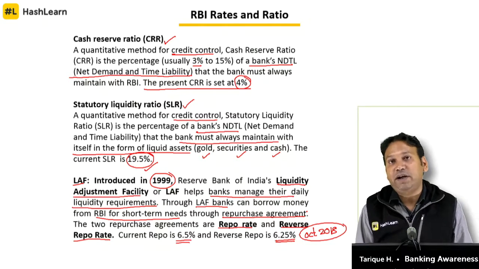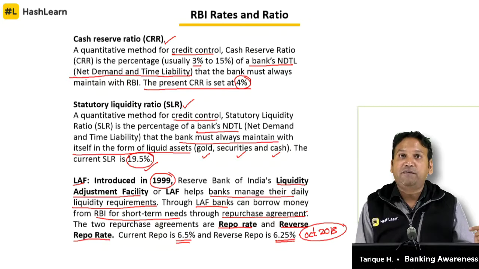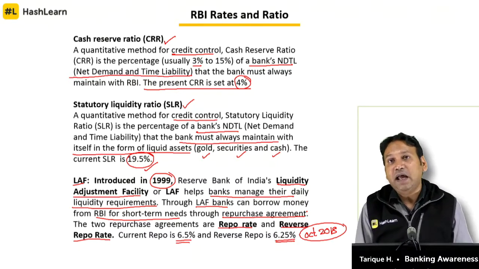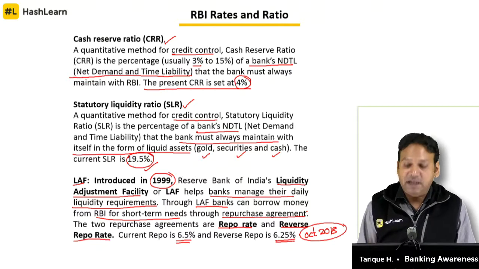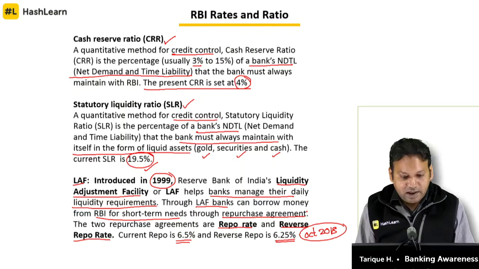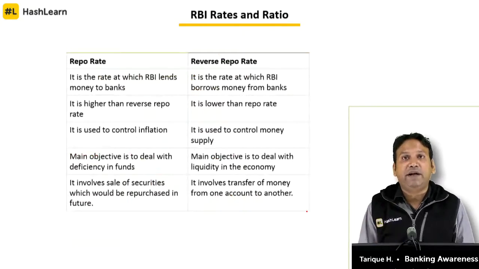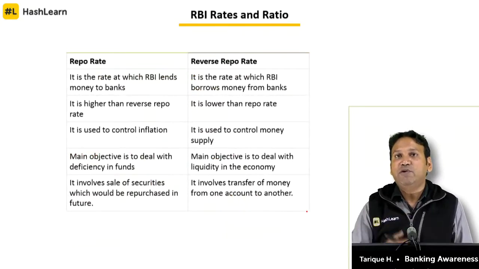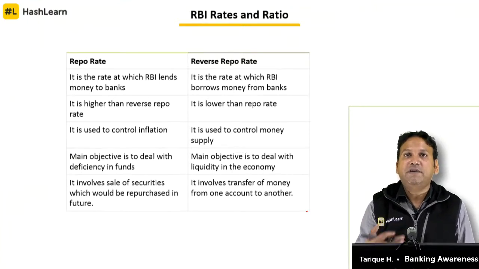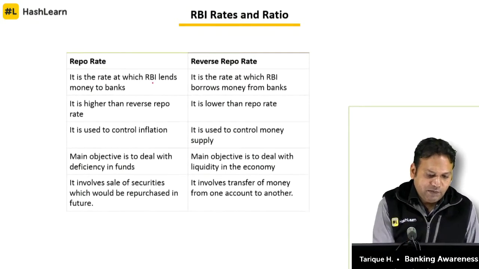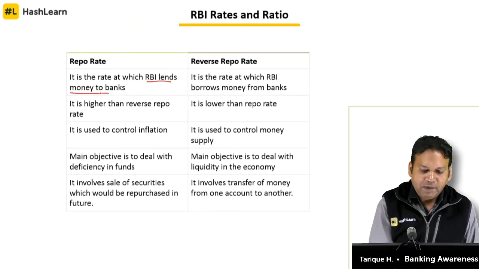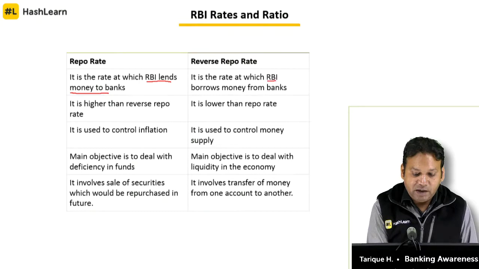RBI changed its repo rate in the month of June. It increased repo rate from 6% to 6.5%. RBI was further expected to increase the repo rate in the month of September, but RBI did not do it and it maintained the same repo rate. Clear? Now let's see what is the difference between repo rate and reverse repo rate. So we have seen repo rate and reverse repo rate come under the liquidity adjustment facility of RBI, through which it helps banks manage their liquidity. Repo rate is the rate at which RBI lends money to banks, and reverse repo rate is the rate at which RBI borrows money from banks.